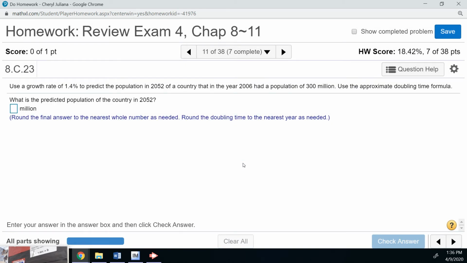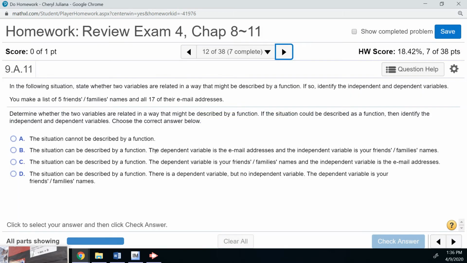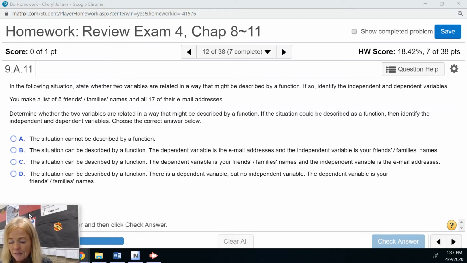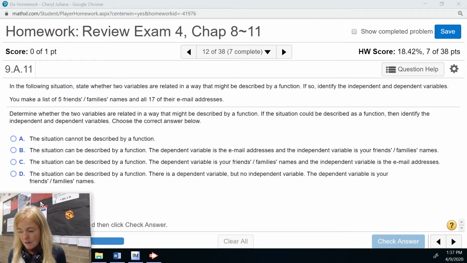That one was 10. So we need to do number 12. Checking on my time. In the following situation, state whether 2 variables are related in a way that might be described by a function. If so, identify the independent and dependent variables. So if you make a list of your 5 friends' families' names and all 17 of their email addresses. Oh, that's crazy. Can this situation be described as a function? I have to think about it. So it's names and email addresses.